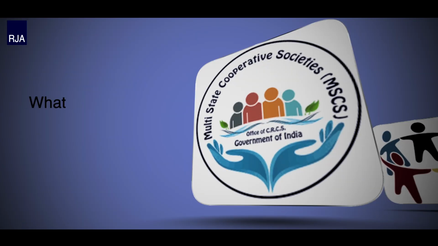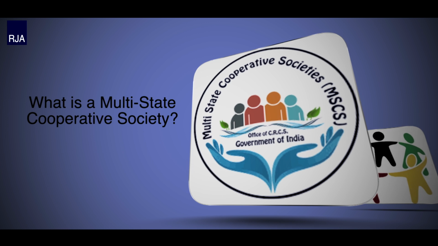Today in this video we will discuss multi-state cooperative societies. So what is a multi-state cooperative society? Multi-state cooperative societies are governed by the Multi-State Cooperative Societies Act. A multi-state cooperative society means a society registered or deemed to be registered under the Multi-State Cooperative Societies Act, and it includes a national cooperative society and a federal cooperative society.